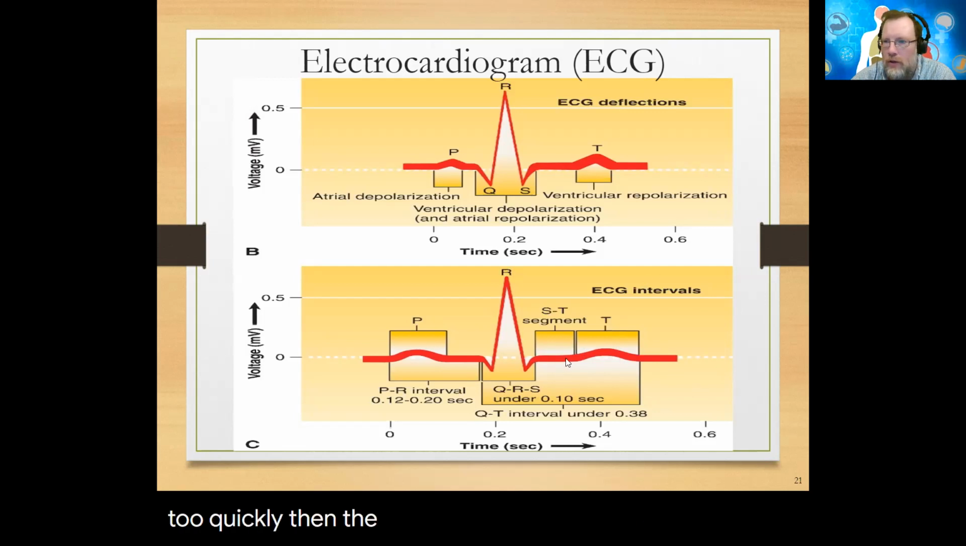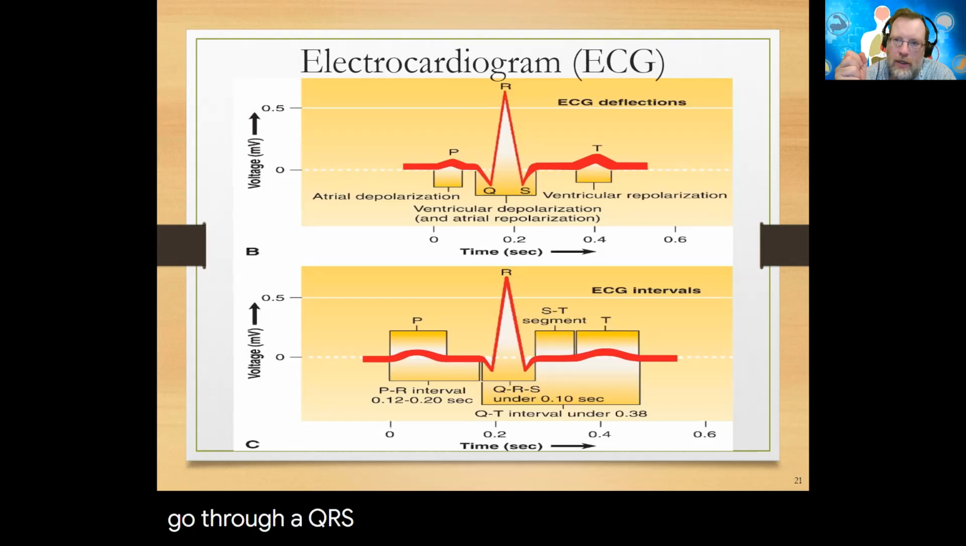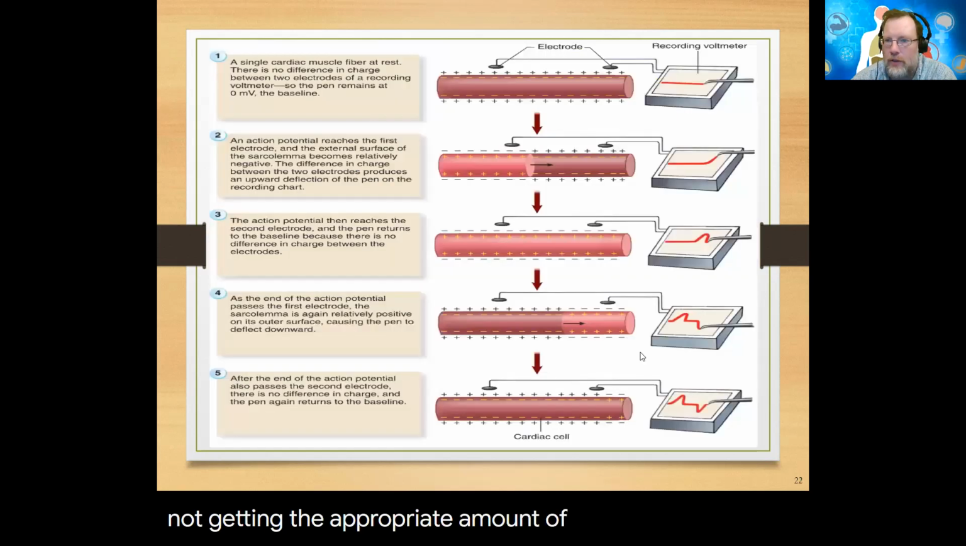then the ventricles aren't going to be, we're going to have a contractility that's going to be down in the dumps. They're not able to relax enough to receive enough blood and then get that optimal contraction and then ejection of blood. So they go through a QRS ejection and then they don't really get to relax again, and they're already getting blood. So they're going to get a short ejection, which means that we're not getting the appropriate amount of oxygen and other nutrients and ions delivered to the body.